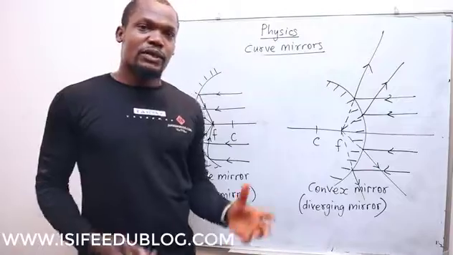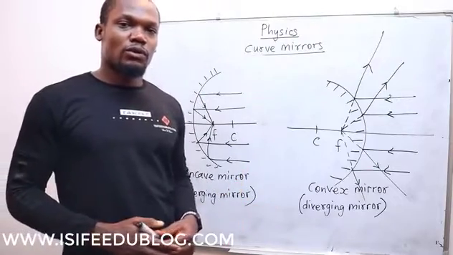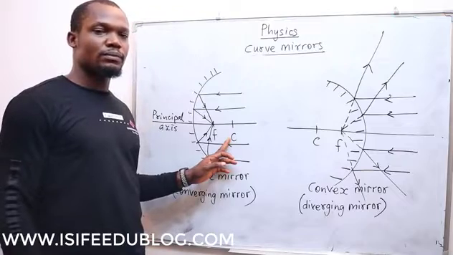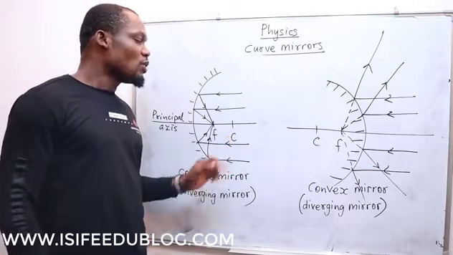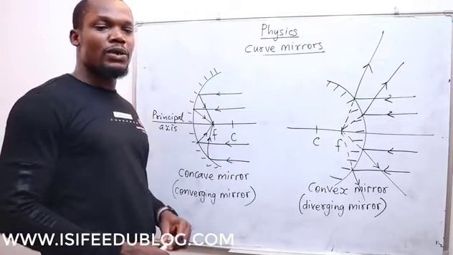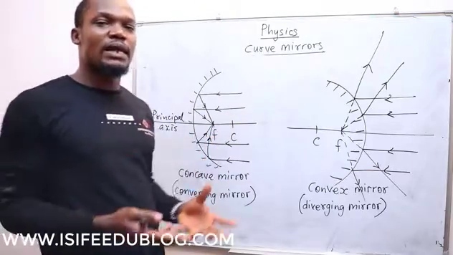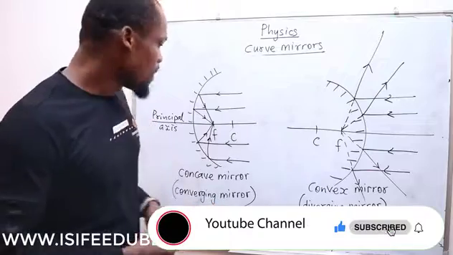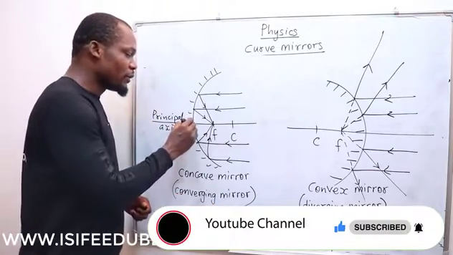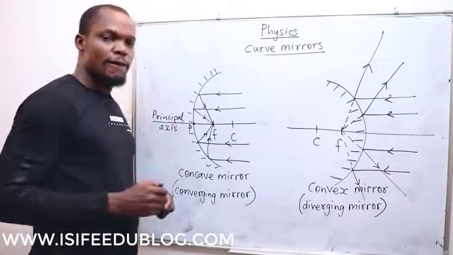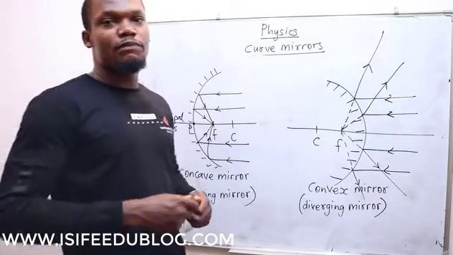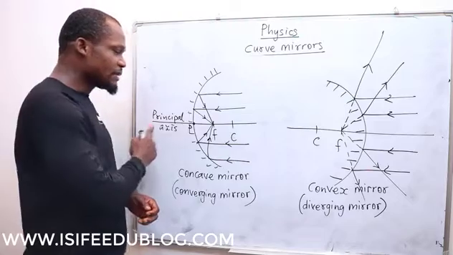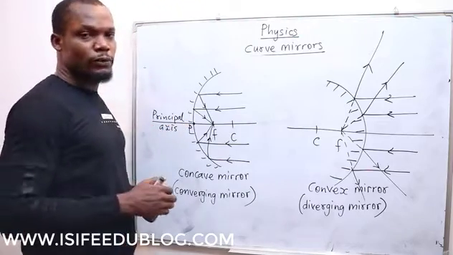Another thing in one of the features of curve mirrors we are going to take a look at is the center of curvature. The center of curvature of a curve mirror is the center of the spherical glass which is used in producing the curve mirror. Another point is this point. It is called the pole, P. The pole of a curve mirror is the point where the principal axis cuts the curve mirror.